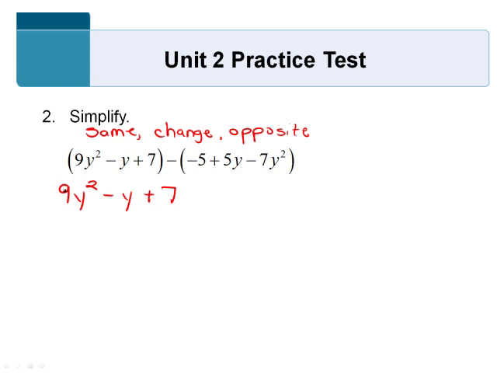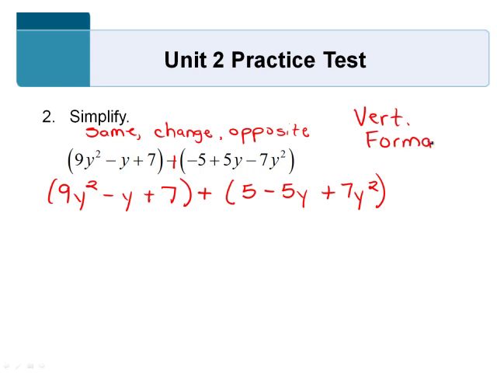That just comes down. All right, and then I'm going to change that subtraction sign to an addition. So it's going to become plus, and we're going to take the opposite of every term in the second polynomial. So that's going to become positive 5, negative 5y, and a positive 7y squared. So now this one, I want to do in the vertical format just to show you how you can do the problem in a different way.